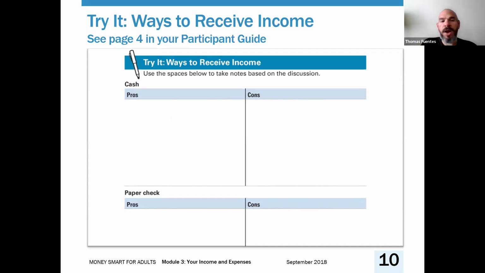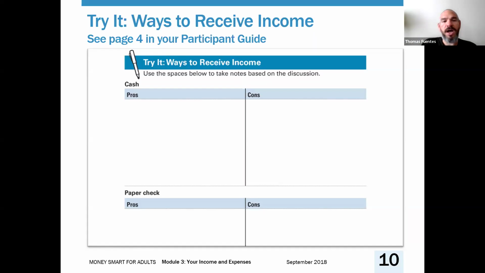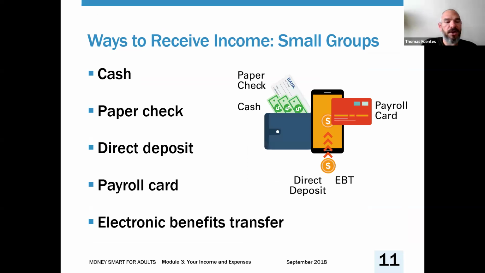But what I want you to do, as homework, is get the participant guide and think about the different ways that you receive income. Make a pros and cons list and look between both of them to decide what's best. I'll give you an example of this, right? So identifying your pros and cons, we could come up with things like, okay, what are different pros and cons that I would have in the forms of income I receive?